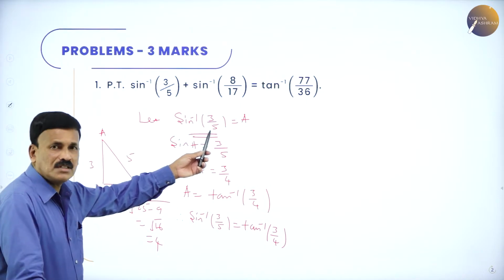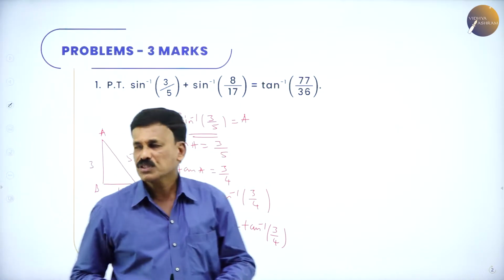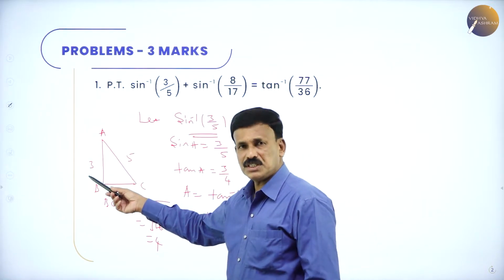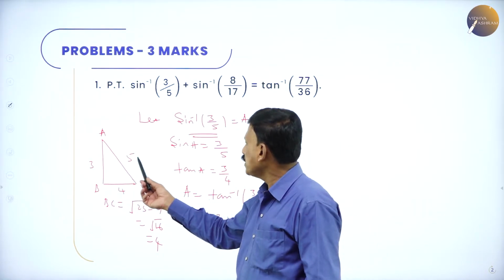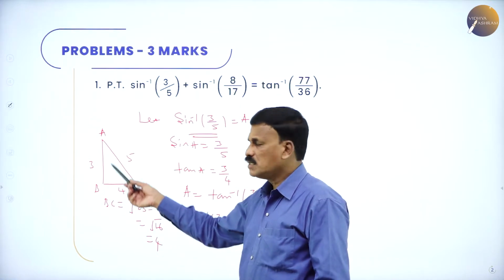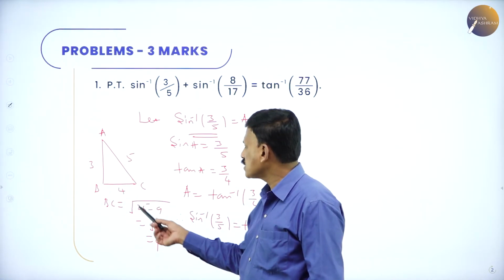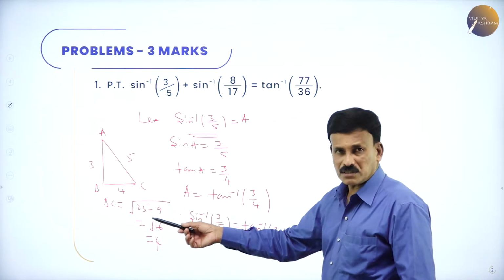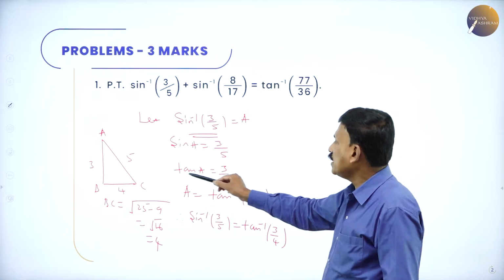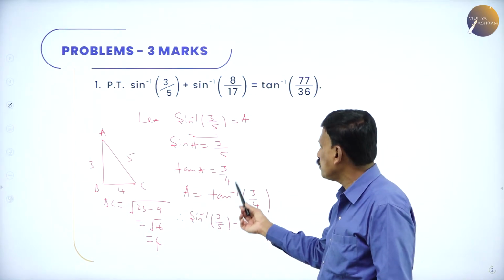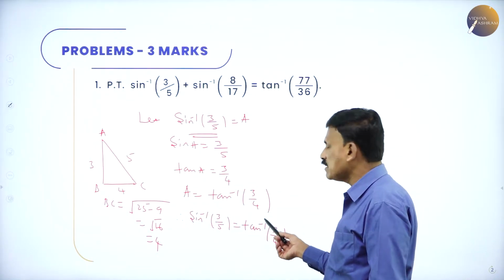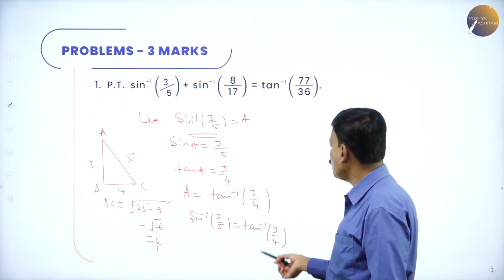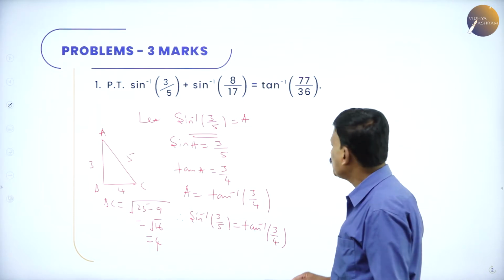Let us consider sin inverse of 3 by 5 is equal to A. Then sin A is equal to 3 by 5. Substitute here. What is sin theta? Opposite by hypotenuse, 3 by 5. Find out the value of BC. BC is equal to square root of 5 square minus 3 square, that is root 16, which is 4. You can use Pythagorean triplet also. So, tan A from this is equal to opposite by adjacent, 3 by 4. Therefore, A is equal to tan inverse of 3 by 4. Sin inverse of 3 by 5 is also equal to tan inverse of 3 by 4.